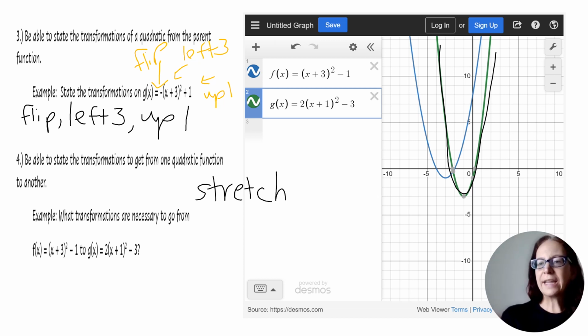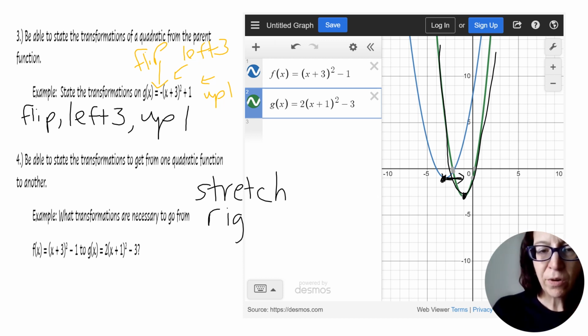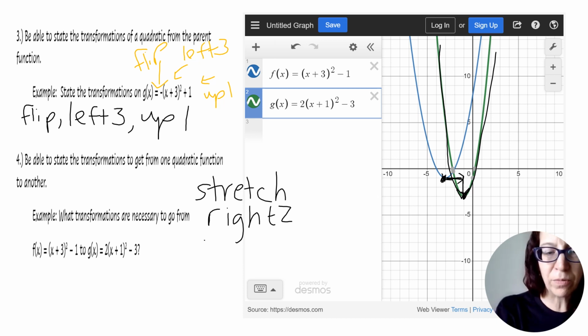I can also see, and we're going to look at the vertex. The vertex of the blue one is here, the vertex of the green one is here, and to get from one to the other, I go right 1, 2. So I went right 2, and then it looks like I am also going down 2.